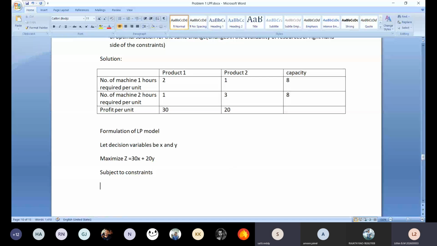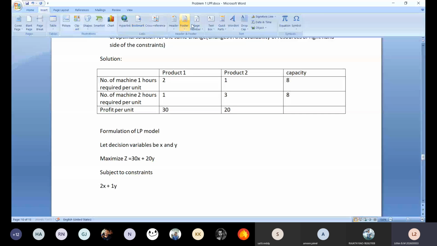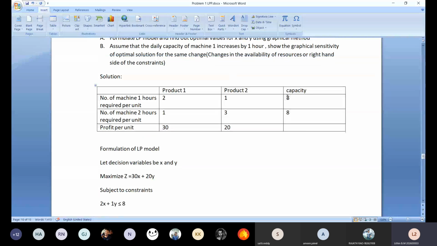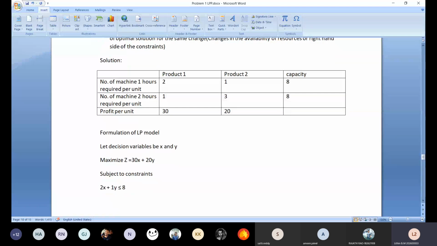Yes, very good. 2x plus 1y or y, anything is fine. Is less than or equal to what? Less than or equal to 8. Yes, it is 8, less than or equal to 8, because we cannot go beyond this limit. 8 is the limit. Then in the same way, what is the second constraint?